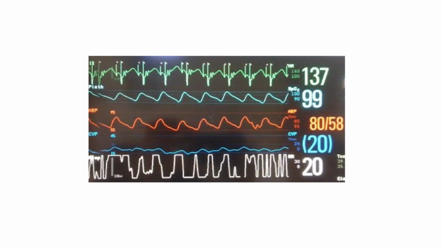Okay, so this is a picture of your vitals or your monitor. So the top green is your tachycardic rate of 137. The second number is 99%, which is your oxygen value, your SpO2. The third value in red is your continuous arterial blood pressure from an arterial line. The fourth number is 20 in blue. That is your central venous pressure.